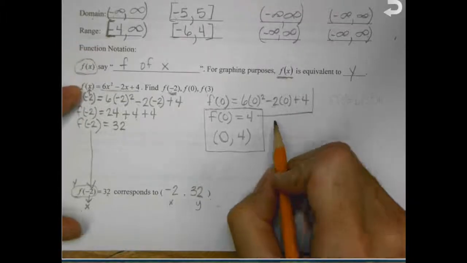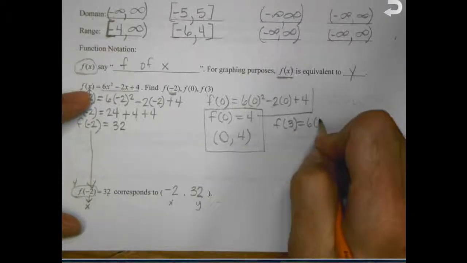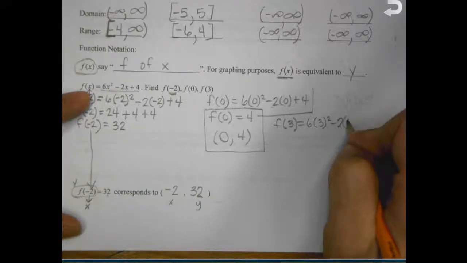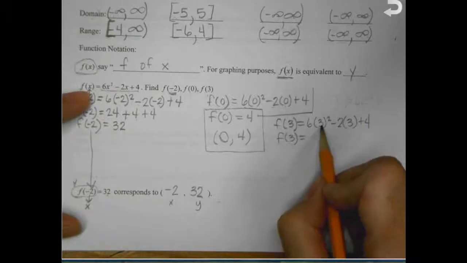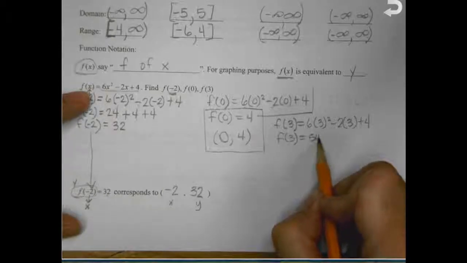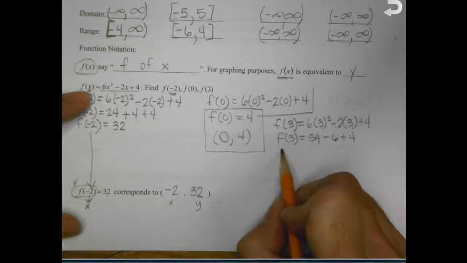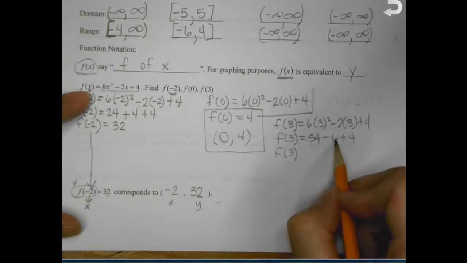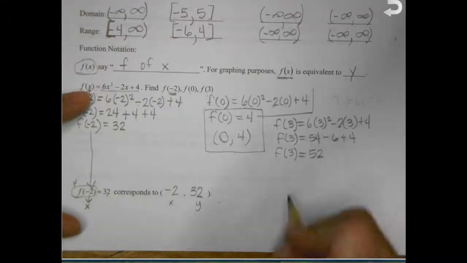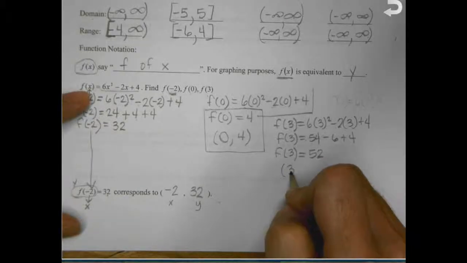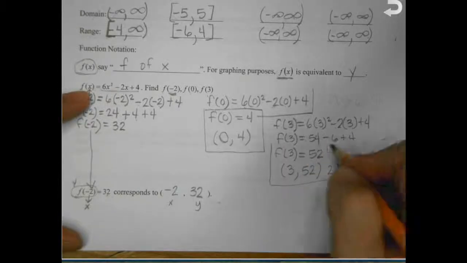And my last one is f of 3. I'll start it right here. F of 3 equals 6 times 3 quantity squared minus 2 times 3 plus 4. So then I have f of 3 equals 3 squared is 9 times 6 is 54 minus 2 times 3, that's a negative 6, plus 4. Then f of 3, 54 minus 6 is 48, plus 4 is 52. And the equivalent ordered pair would be 3 for the x and 52 for the y. And there's my two answers for that part.